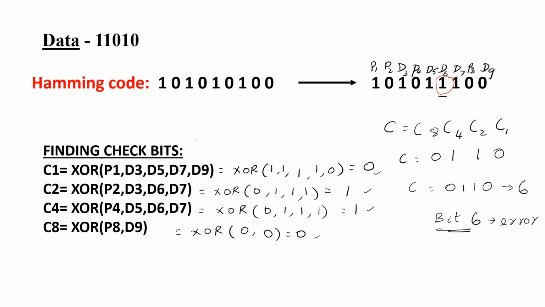Suppose, for example, C is equal to 0, 0, 1, 0, where this is C8, C4, C2 and C1. If you get this as the check bit, the decimal equivalent is 2, so there is an error in bit 2. Similarly, if the check bit is 0, 1, 0, 0, there is an error in bit 4, and you can correct it. In this way error detection can be done.